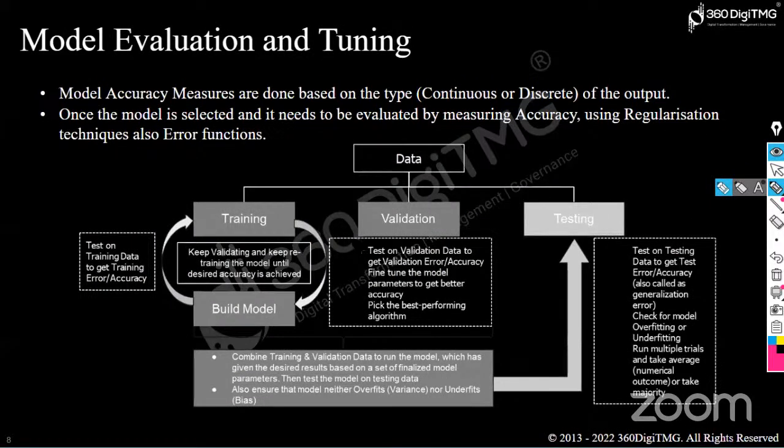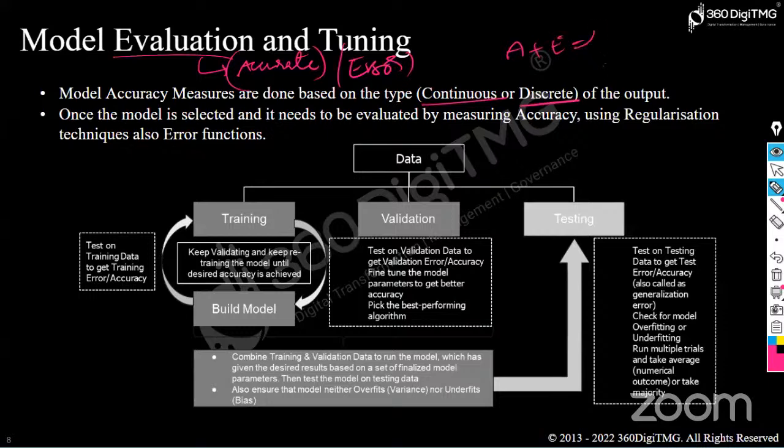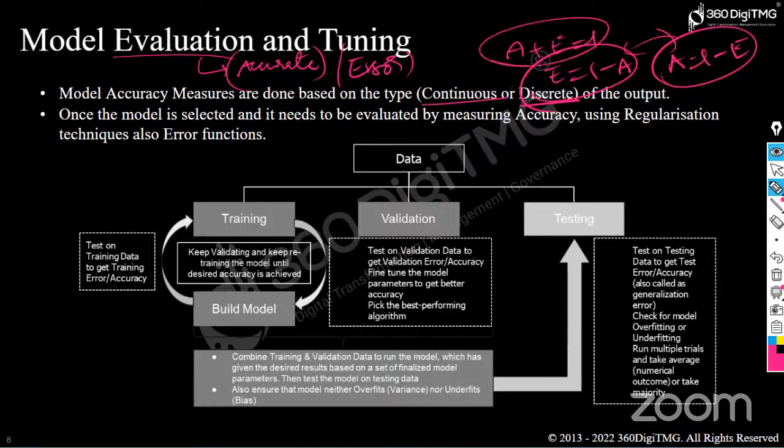Once you are selected with the data, either continuous or discrete, whether you are using a regression model or classification model, you will be evaluated with some tool or method. When you are evaluating, you will say the model is accurate or the model is getting some error. Accuracy plus error is always equal to 1. So error equals 1 minus accuracy, or accuracy equals 1 minus error. You can calculate either one of them or you can calculate both.